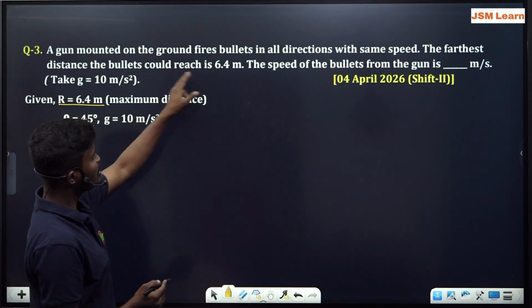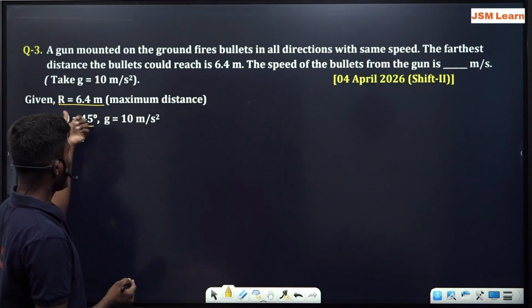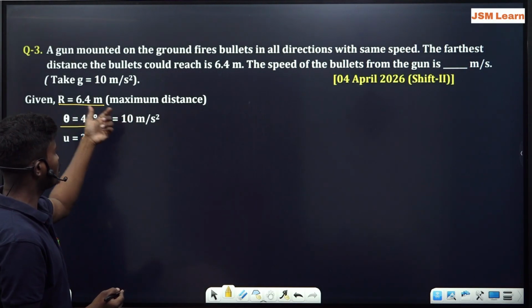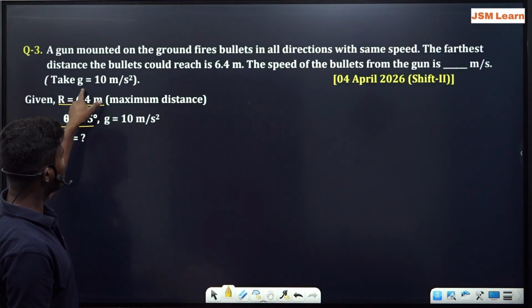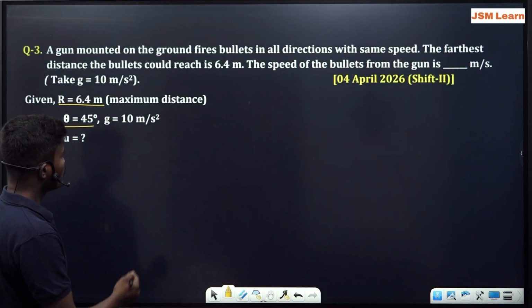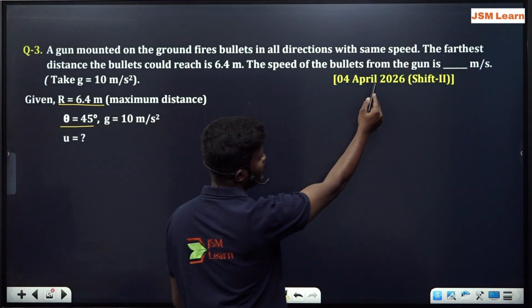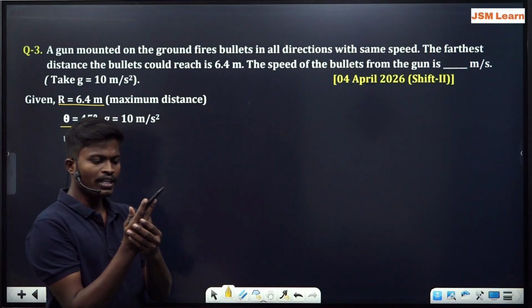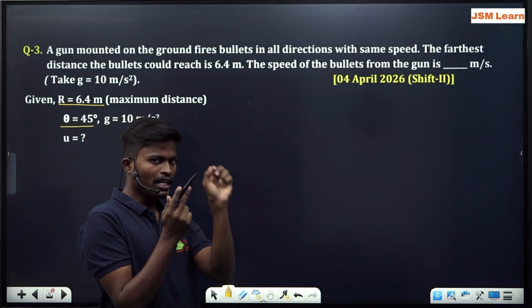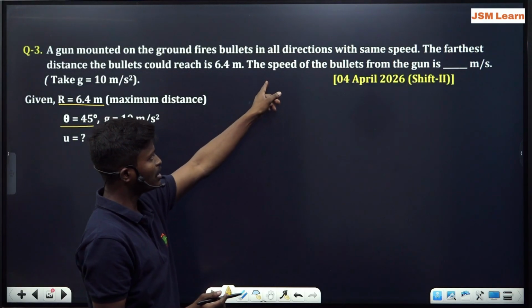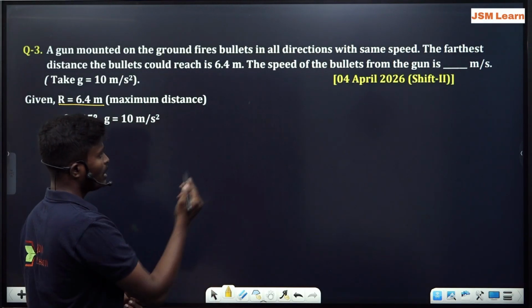So given it is the maximum distance, we can take R equal to 6.4 meters, which occurs only when theta is equal to 45. Now g value is given as 10 meter per second square. He's asking the speed of the bullets from the gun. Whenever the bullet leaves the gun, almost all the bullets will have the equal speed. That speed he is asking.